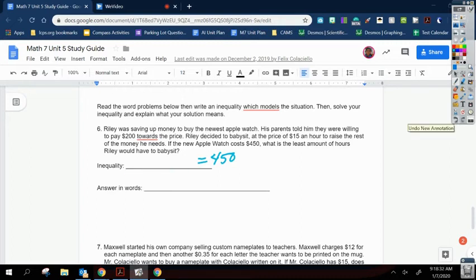Or we could think of it like this, since it's an inequality. We want to have at least $450. So what we get needs to be bigger than or equal to $450. So if we're more than that, we're in good shape. We just have extra money, or Riley does. Now he has $200 already that his parents gave him. We're going to add to that $15 an hour. $15 for every hour. The word per or per hour is usually multiplication. $15 for every hour plus the 200 has to be greater than or equal to your target of $450.